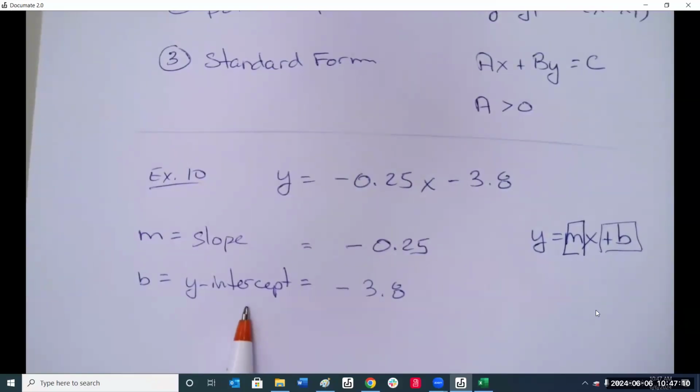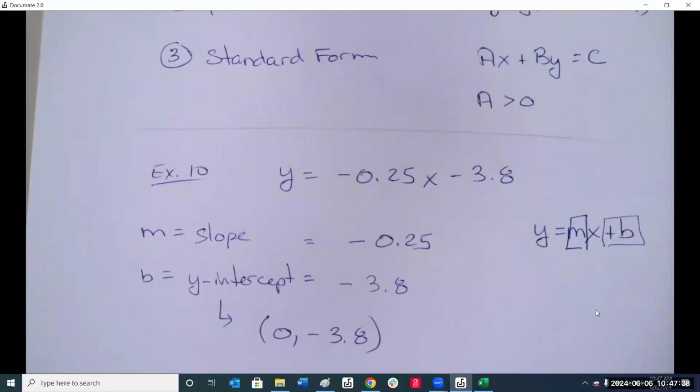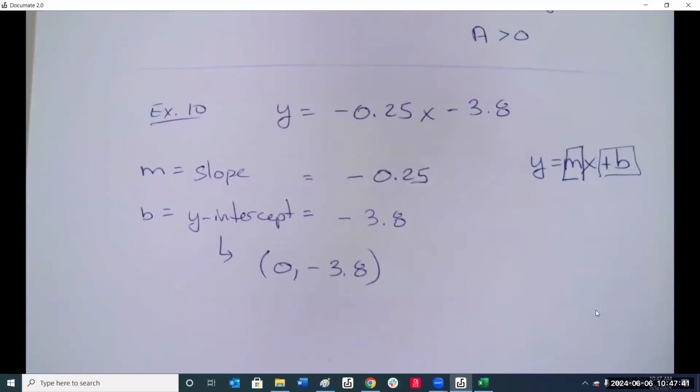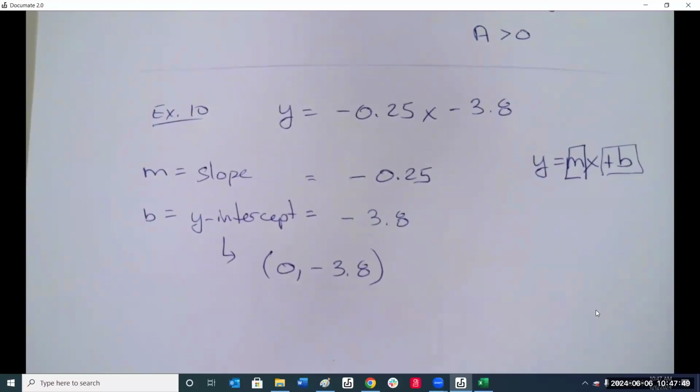But there's a problem here. Is that the y-intercept? There's a negative there. The y-intercept is a point, isn't it? It's a location of a point. For this one, B is equal to this. If you're asked for the y-intercept, you have to give me the location of the y-intercept.